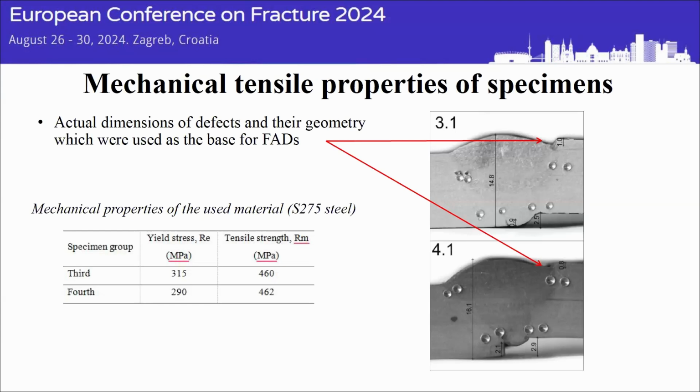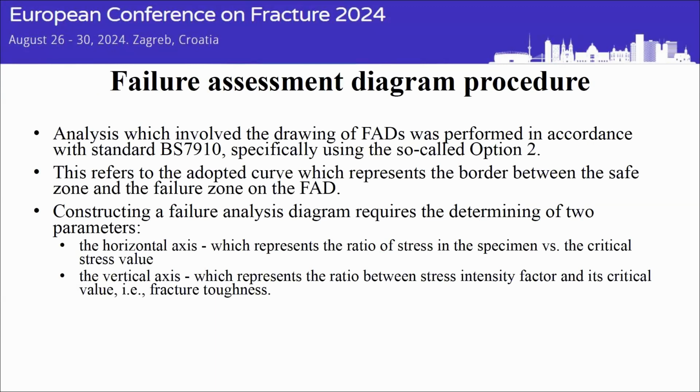And this was our point of interest. Here you can see the undercuts with different dimensions, which were accurately determined and will also be used in the later analysis. Now, a little bit about the failure assessment diagram procedure that was used in this case.